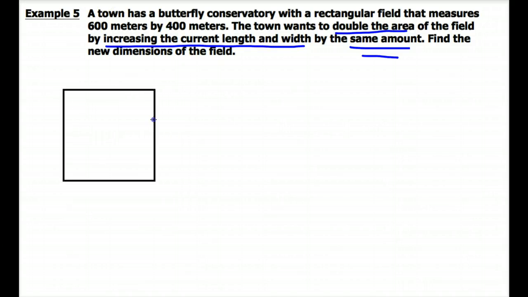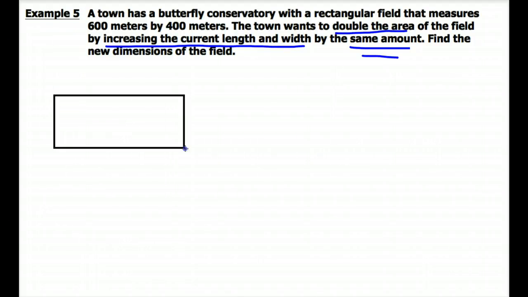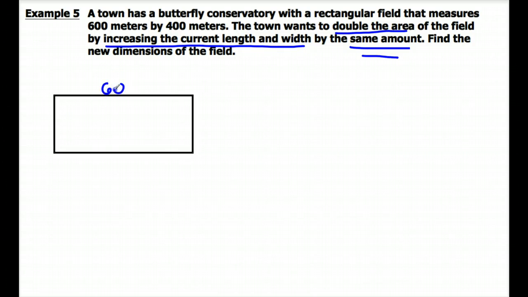Okay, so let me go ahead and use a rectangle, that'd be better. Here's our current field, okay? So we know that the length of this current field is 600 meters, and the width of that field is 400 meters. And what we want to do is this.